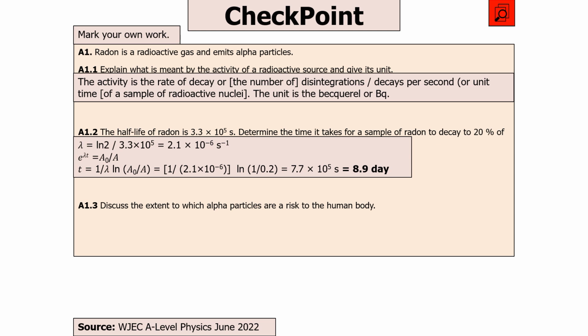We can say that A equals A0 e to the minus lambda t, so therefore e to the lambda t is A0 over A, so you can work out what t is to therefore be 7.7 times 10 to the 5 seconds, or 8.9 days.